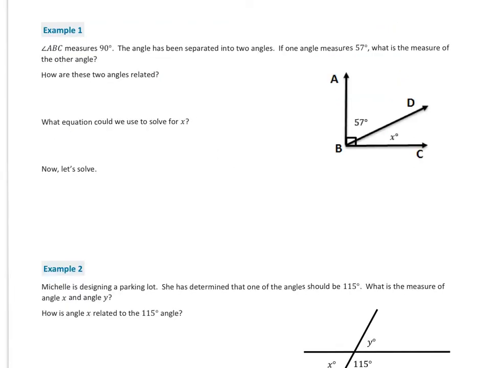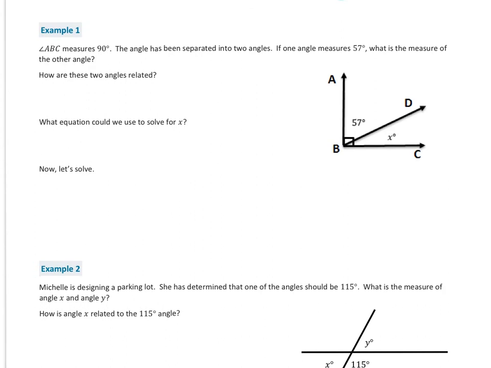So angle ABC, and that's how we pronounce this. We say this is angle ABC, and we name it because A, B, C, in that order. So angle ABC measures 90 degrees, which is what this symbol right here means, that it's a right angle. It measures 90 degrees, but it's been separated into two angles by line D. So one angle measures 57. What does this one measure? What is angle X?